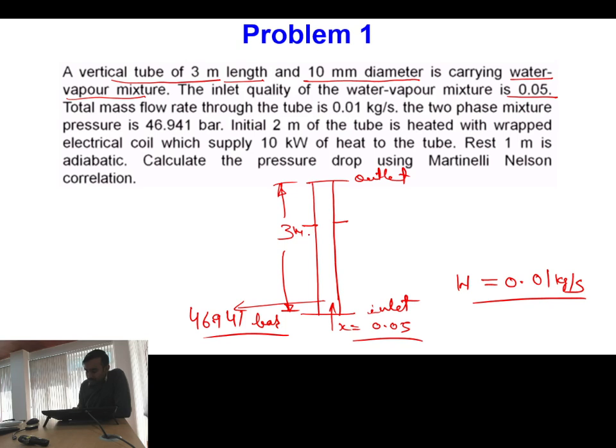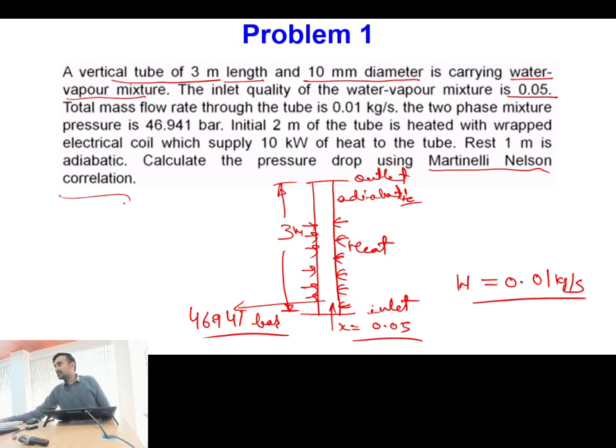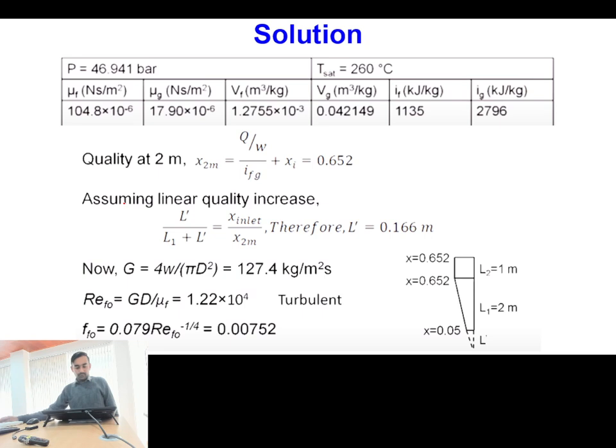So say this is my 2 meter portion. In this portion we are adding heat, and the rest 1 meter is adiabatic, so there is no heat addition. We have to calculate the pressure drop using the Martinelli-Nelson correlation. So that is the question. Now, is the question clear to all? Let's go to the solution.